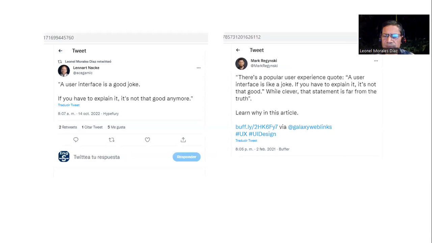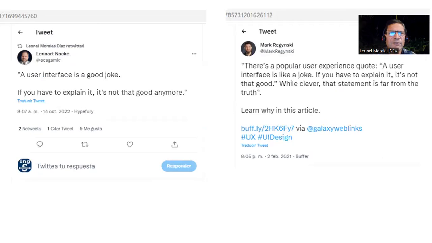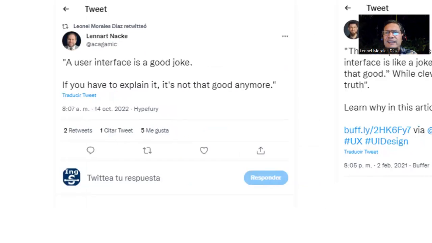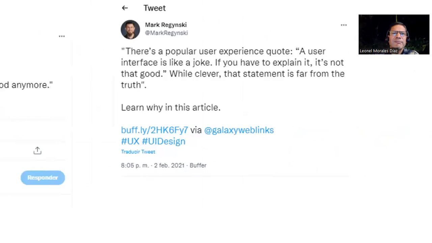Finally, I want to end with this particular case of the last definition I found online. This is from Leonard Nake. A user interface is like a good joke. If you have to explain it, it's not that good anymore. I think this is a nice idea, but after a while, I found this other tweet by Mark Reginsky, where he says, well, there's a popular user experience quote: a user interface is like a joke. If you have to explain it, it's not that good.